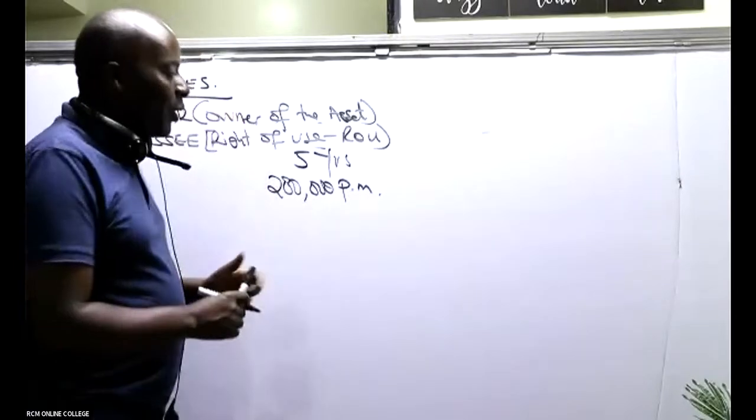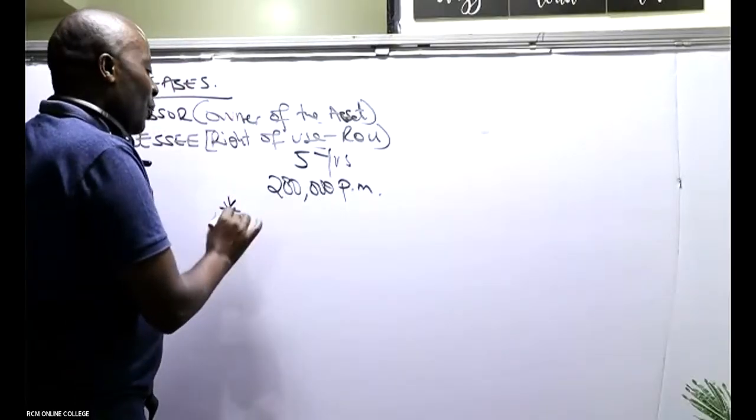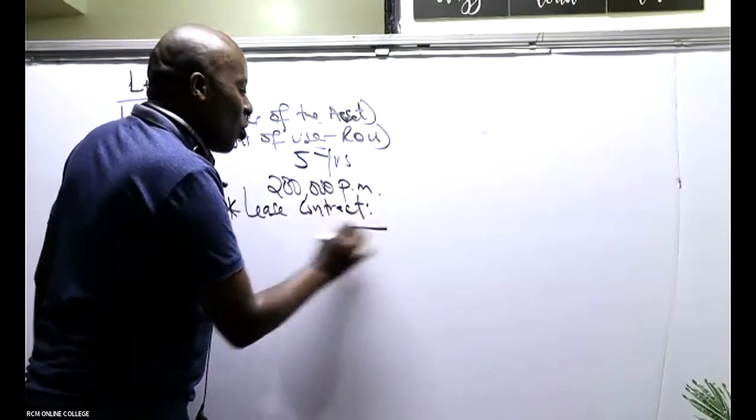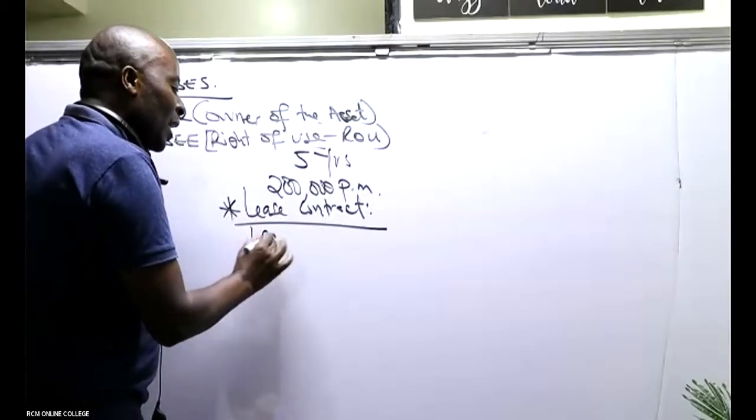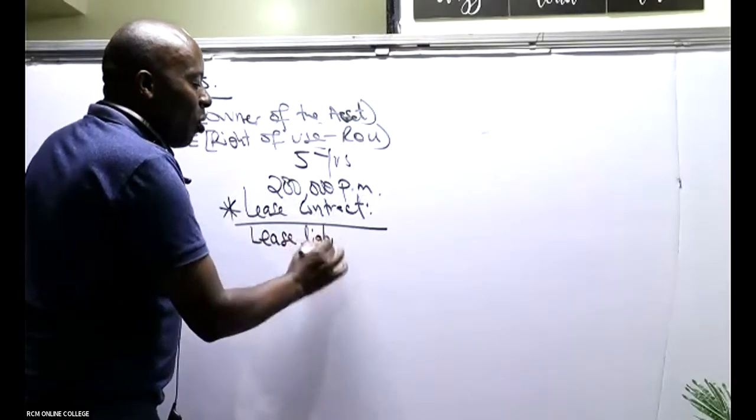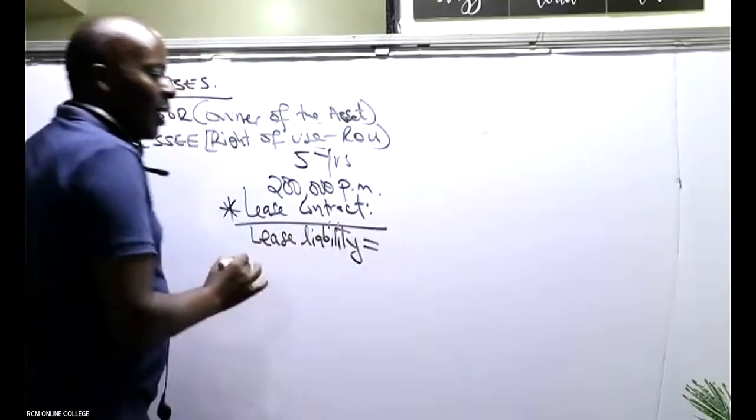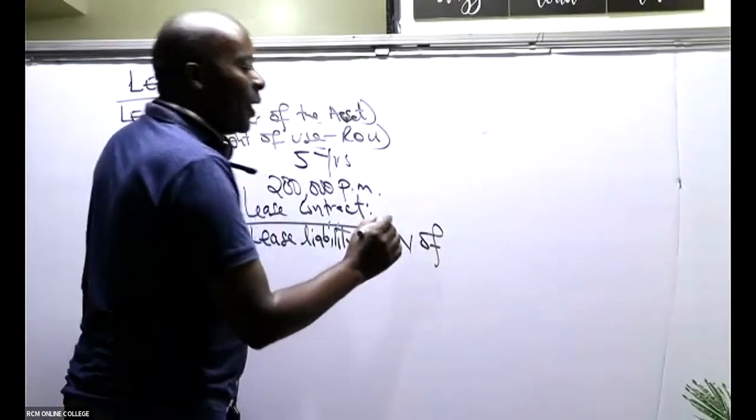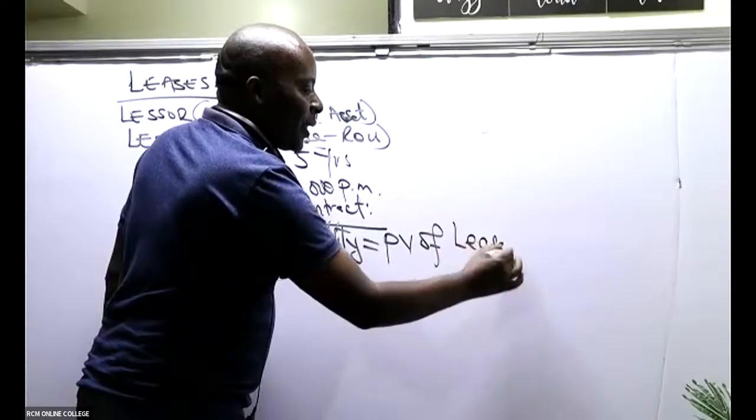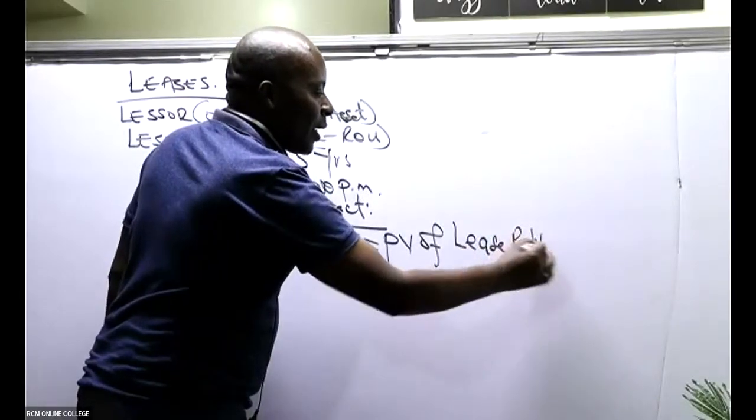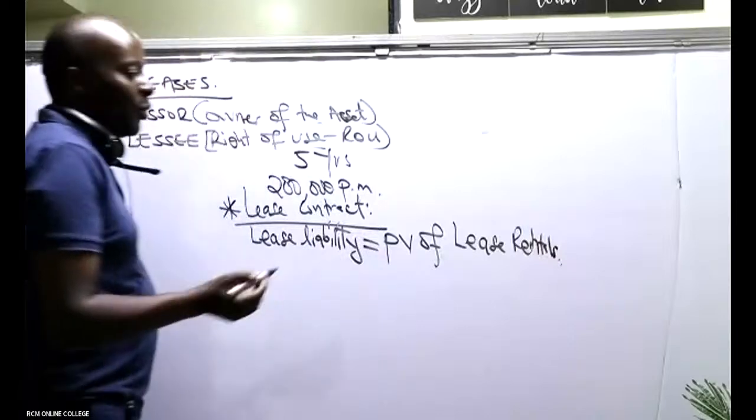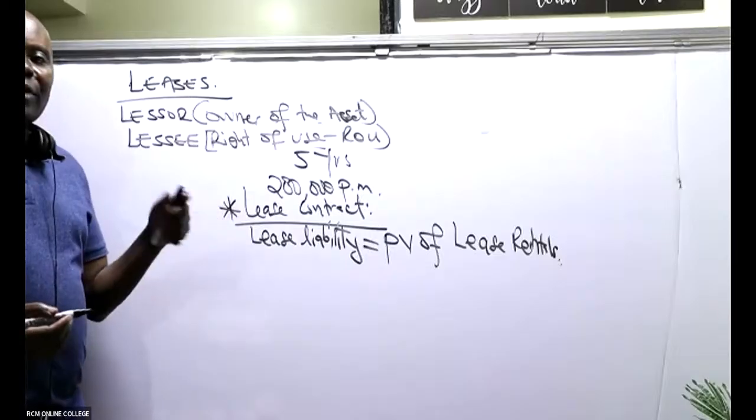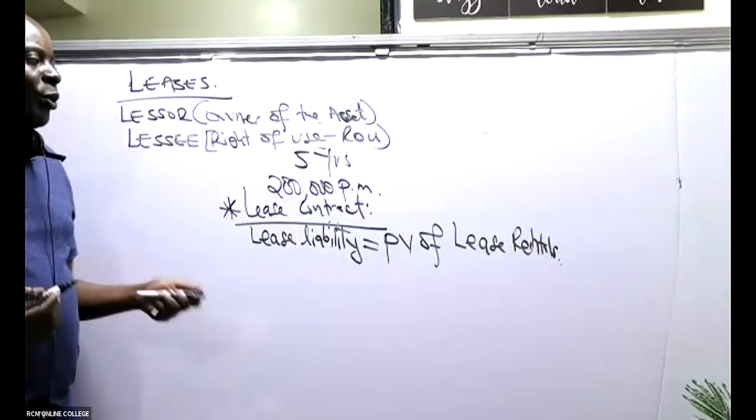So the very first thing you do whenever you sign a lease contract, you must first of all recognize what we call a lease liability. And to get this lease liability, we normally take the present value of lease rentals. And I told you, ladies and gentlemen, remember in financial reporting, this present value, you'll not even be given tables. You need to know how to calculate this.